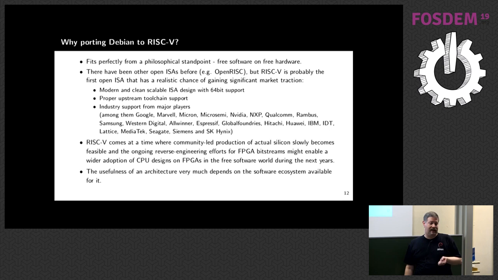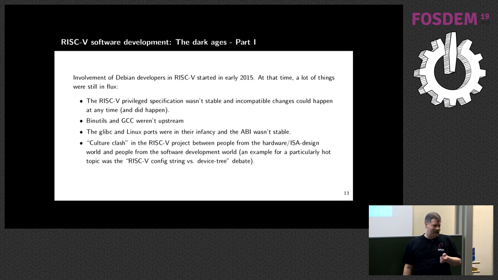Yeah, the first work on porting Debian has started in early 2015, and at that time, a lot of stuff was still in movement. Binutils, GCC were changing every day. glibc was in its early infancy, the Linux kernel as well. Things have been changing about every 2 days, and code generation actually got incompatible from 1 week to another because of changes in the compiler and the binutils, which meant, if I build stuff today, I probably cannot link it against stuff built in 2 weeks, which is kind of sad if you want to do binary distribution. Then there was somewhat of a culture clash between people from the hardware design world and from the software design world that took, say, half a year to sort all that out.